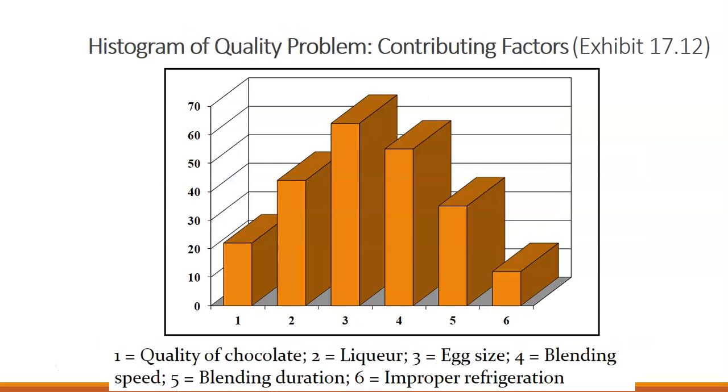We can create histograms to show what factors we have. In this example, we're looking at things that cause chocolate mousse to fail. In these different examples, we have different qualities that contribute to chocolate mousse failing: the quality of the chocolate we use, the liquor we use, the eggs we use, the blending speed and duration, and our refrigeration, and how each one of those contributes to the failure.